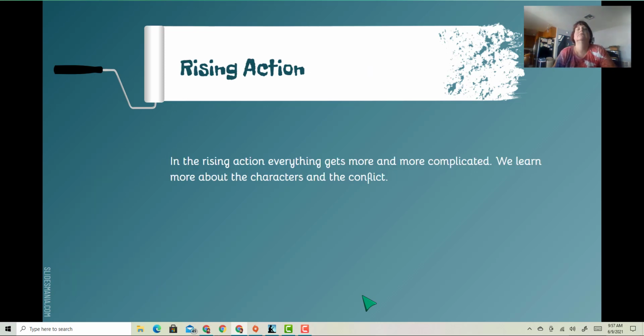Rising action: everything gets more and more complicated. We learn more about the characters and the conflict. So think about in Cinderella as we are learning about all the work she has to do for her sisters, the story about the ball, the fact that Cinderella wishes to go and nobody will let her, all of those activities that are happening that cause this issue to occur.